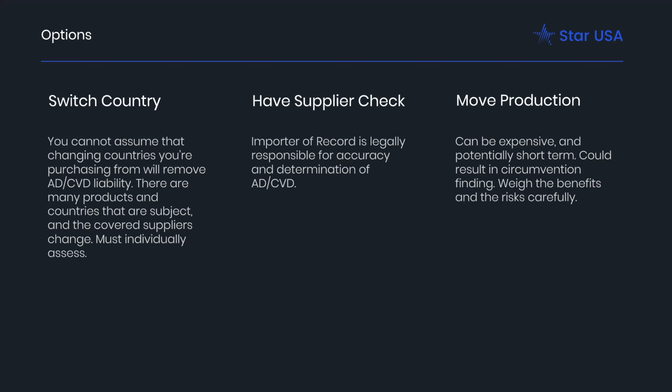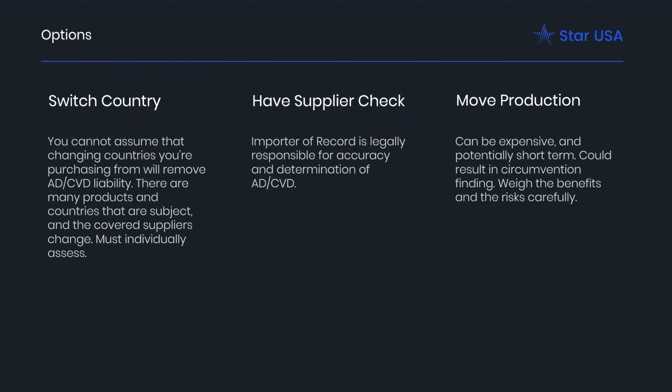These are options that people like to use. Sometimes they switch a country. They say, all right, there are duties assessed on this from China, so I'm going to move to Malaysia and I'm just going to have them produce there. You cannot just assume that switching a country you're purchasing from takes away the liability. There are many, many products and countries that are subject, and the covered suppliers and the covered countries change. So you need to review each combination individually and keep an eye out and an ear to the ground for what the department is investigating.